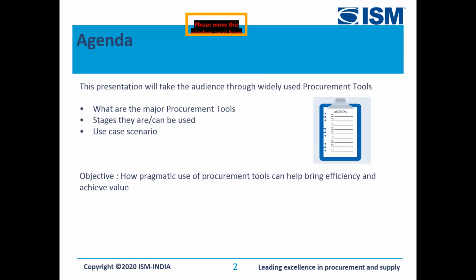So the agenda for today, as I said, I would be talking about some of the major procurement tools, where they can be used and where I have used them, and some use case scenarios. The perspective is to see a pragmatic use, because when we go through theoretical knowledge of things, we are not able to visualize where we would be able to use it and how we would be able to drive value out of them.